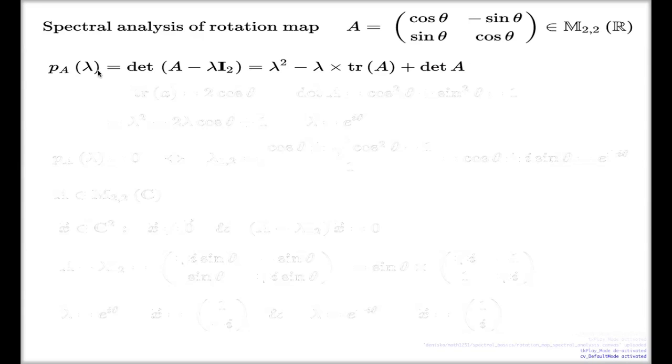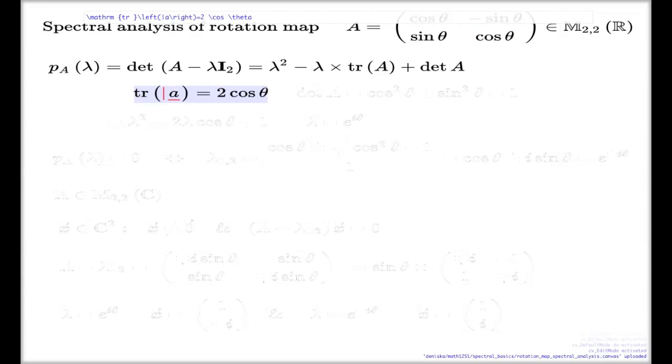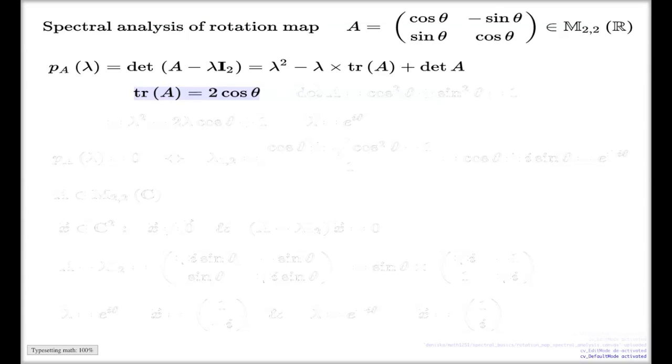If you remember, the trace is the sum of the entries on the diagonal, and the determinant, we know how to compute that. It's the product of the main diagonal minus the product of the opposite diagonal. In case of this matrix, the trace is obviously double cos theta.